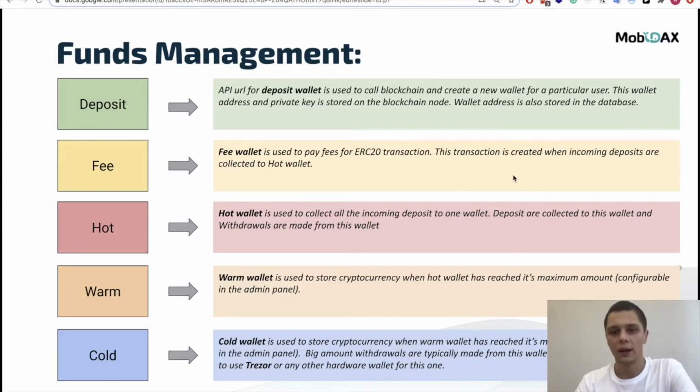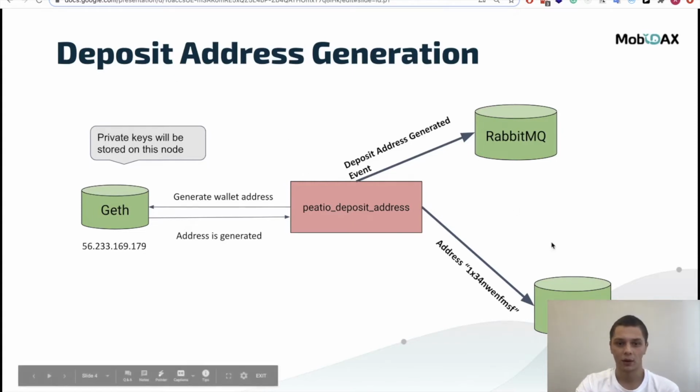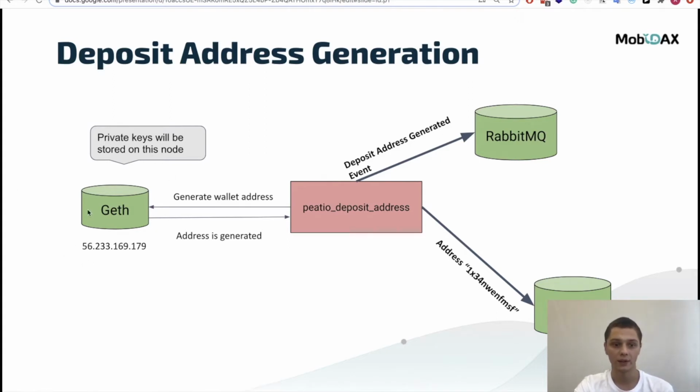And let's move forward and go into detail of how deposit collection, withdrawal, and deposit address generation is made. So, deposit address generation. How does it work? I hope you see my cursor. You have a blockchain node right here. It's Geth in this case. Then you have a Peatio daemon, which is called Peatio deposit address. This is just a container running on our VM that we installed in the previous video.